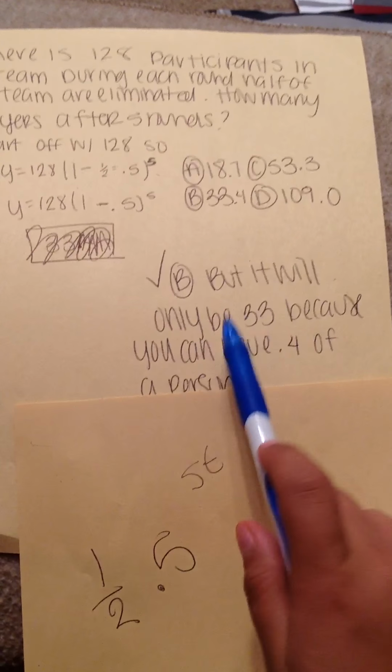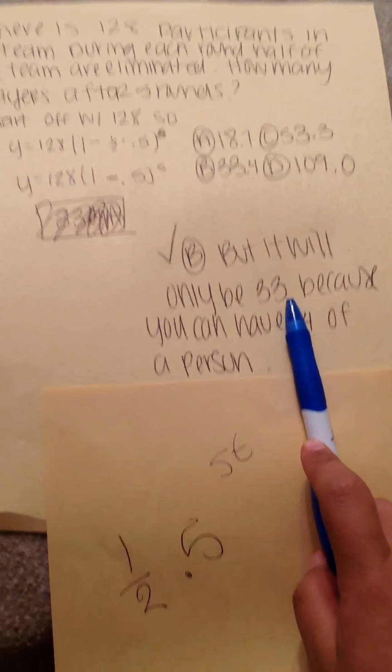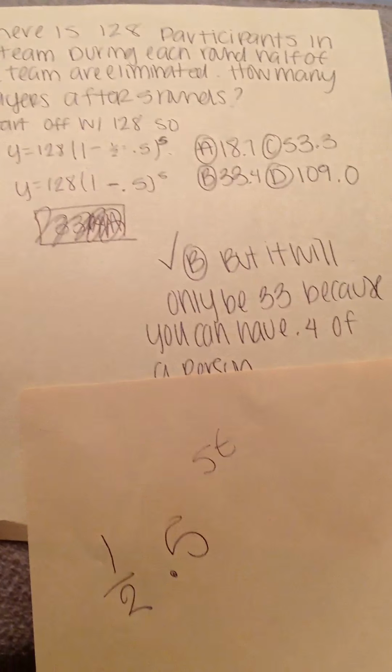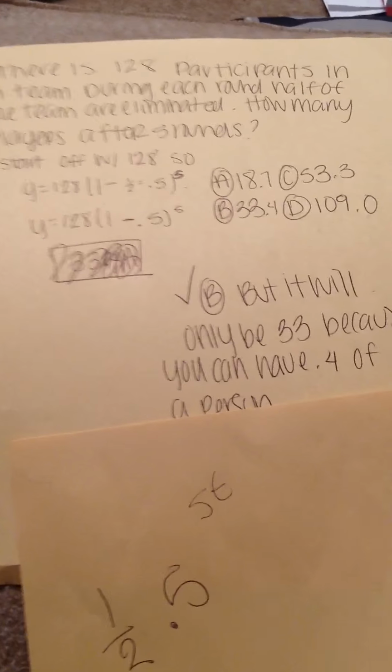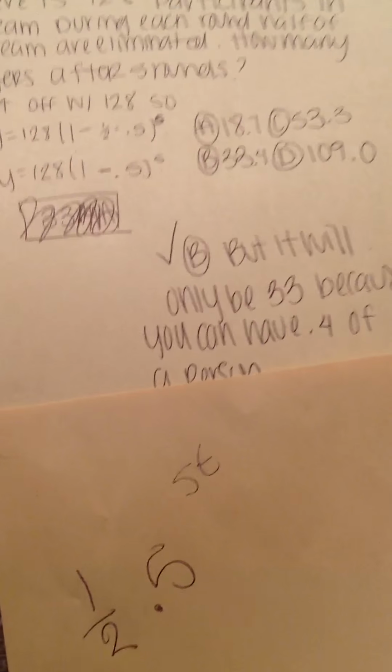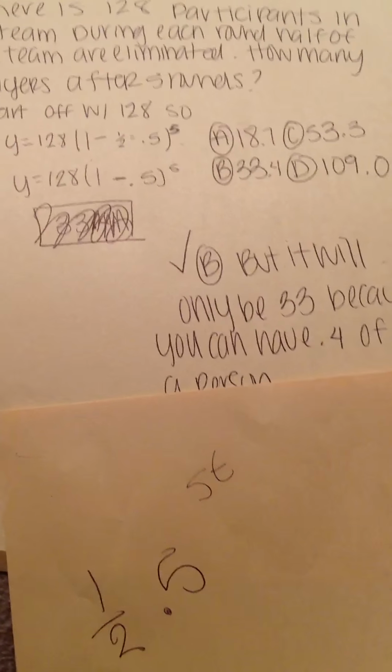It's B. It will only be 33, because you really can't have 0.4 of a person. So when it comes down to the answer, don't put 33.4. It'll just be 33. And that's it.